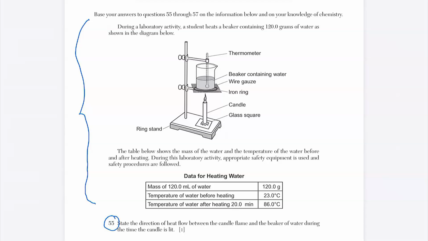So 55, state the direction of heat flow. Oh my gosh, state the direction of heat flow. So heat flows from hot to cold, between the candle flame and the beaker. So they're asking you to tell them how heat flows between the candle flame and the beaker while the candle is lit.